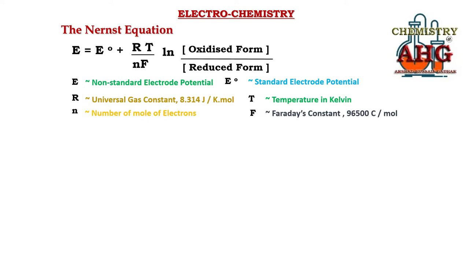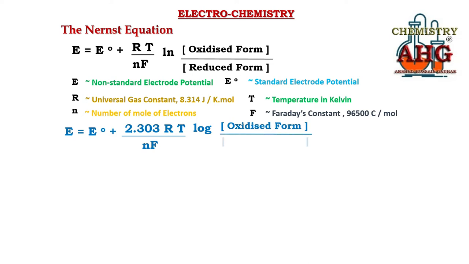One form, when you will convert log natural form into simple log form. But you must remember, log natural is equal to 2.303 log. So if you replace log natural in this general form of Nernst equation, what this equation could become? It could become E is equal to E naught plus 2.303 RT divided by NF log of, now log natural will be replaced by log of concentration of oxidized form divided by concentration of reduced form.